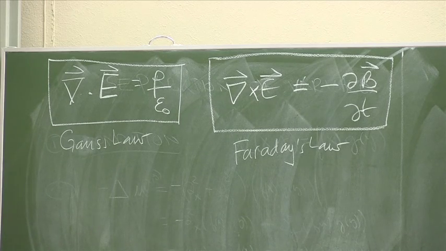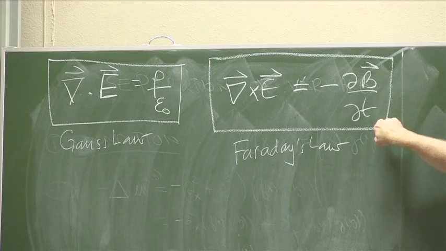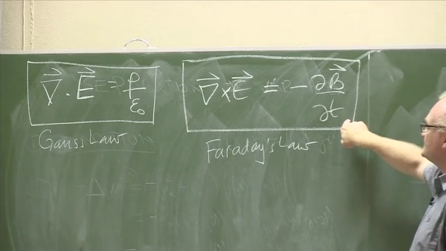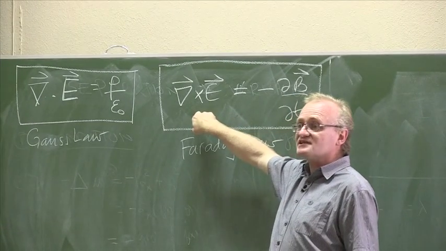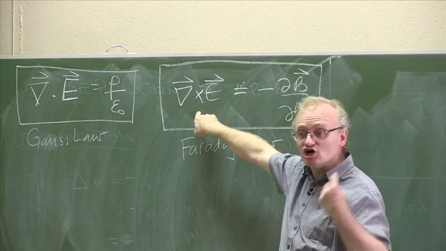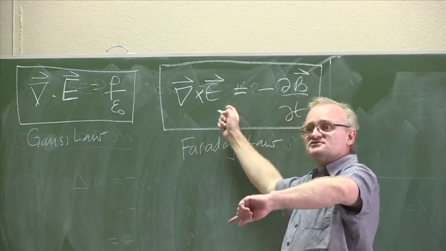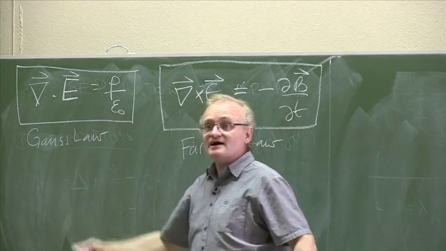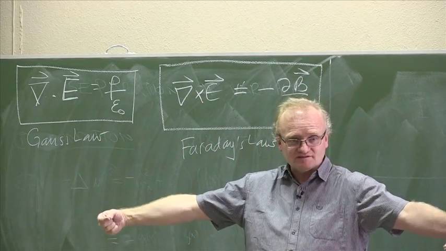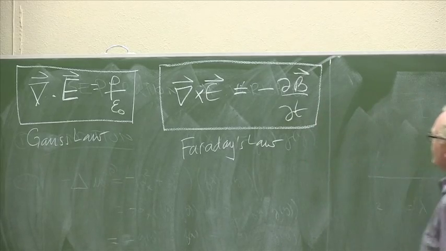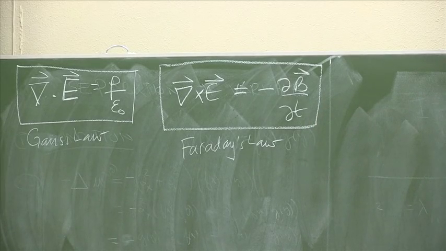Good. So when we have a changing magnetic field, we'll produce electric field lines, but all of the electric field lines that we produce are closed loops. So this equation is telling you about closed loops of electric field. This one is telling you about open lines of electric field. Good. Who can tell me the equations for the magnetic field?